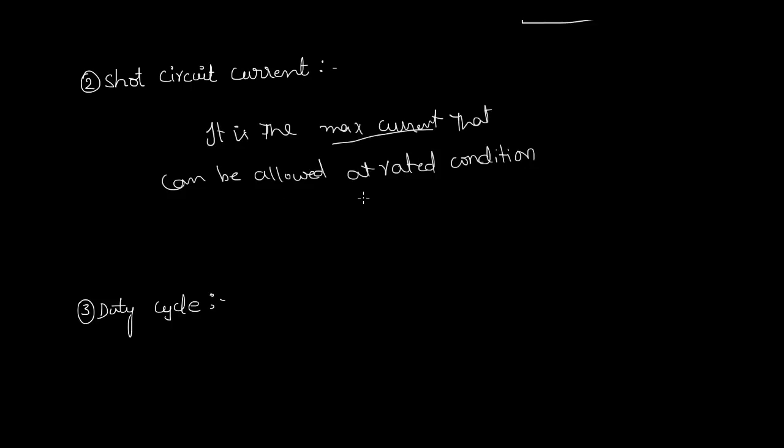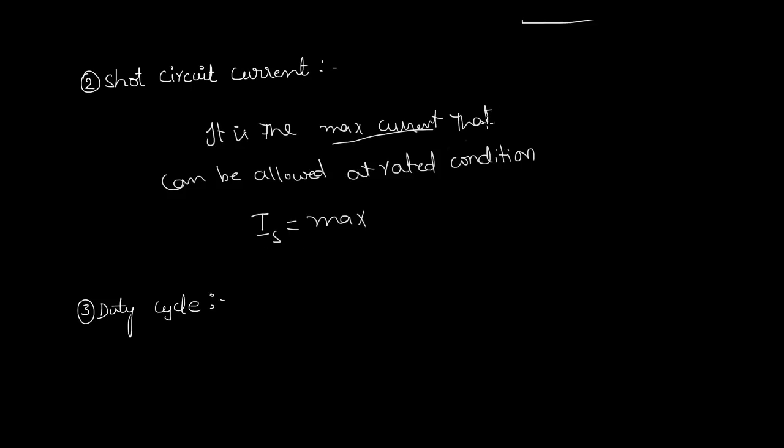I have given all the definitions and theory part in the notes. You can check that also. That's why I'm not reading these things clearly. So short circuit current is the maximum current that can be allowed at rated condition.